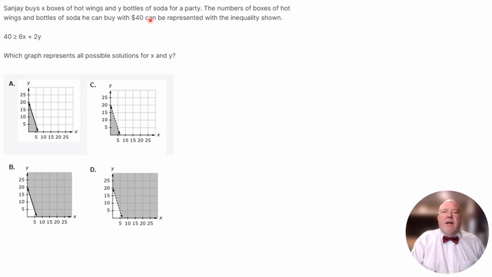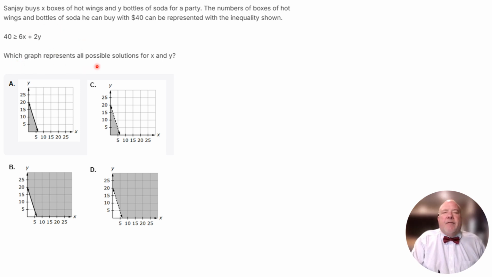So he only has $40 to spend. He can spend less than that, but he can't spend more than that. Or he could spend exactly 40. So if you look, 40 is greater than or equal to 6x plus 2y. So I would say they kind of tried to confuse you here by the order of these. Most people would write this as 6x plus 2y is less than or equal to 40, and they just flipped it around. Okay? But don't worry about that.